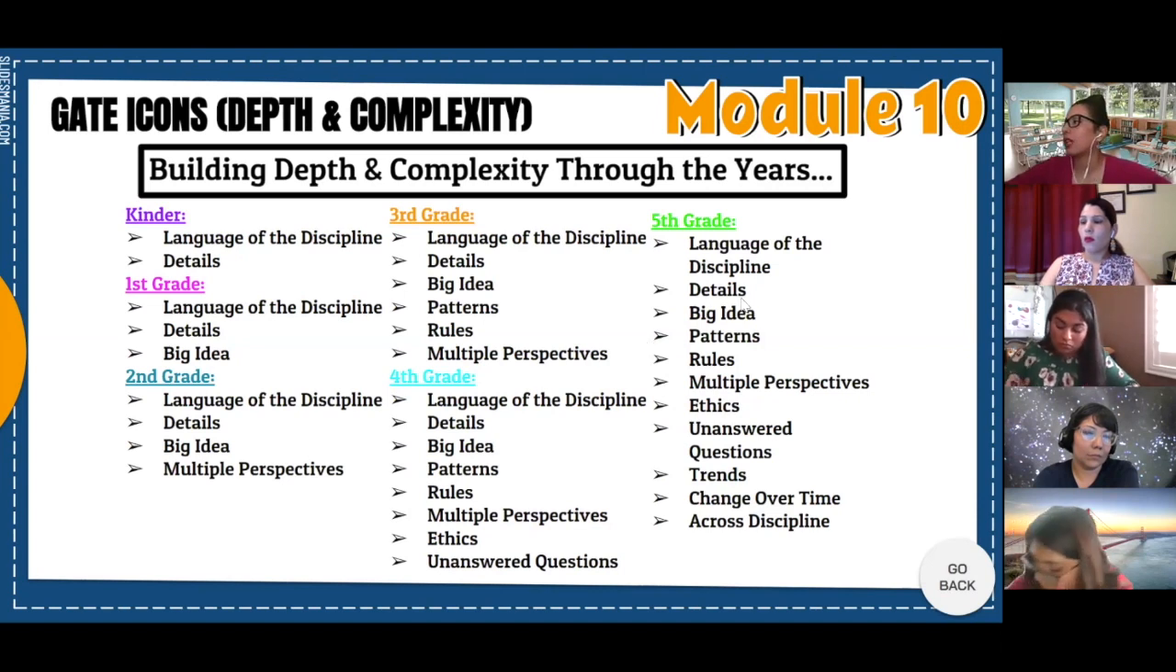Of course, by the time we get to 5th grade, the idea is they would have already used and practiced these, so that in 5th grade you would be able to use any of them. Of course, always reviewing and making sure they remember what the icons are. But this is kind of like a grade level scope and sequence idea.